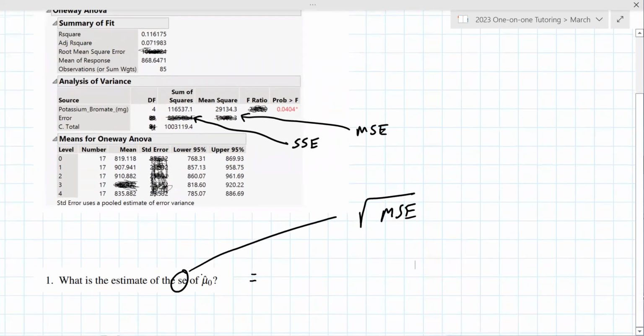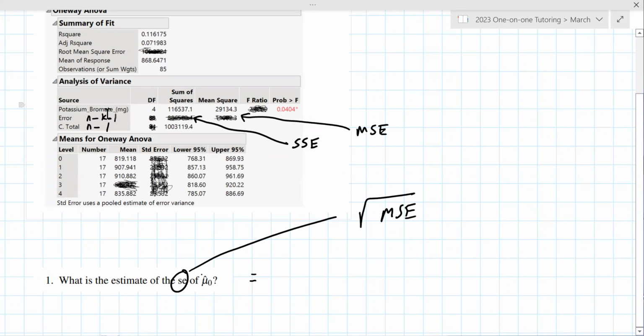So we can find the mean square error here. You take this large number, 1003119.4, and subtract 116,537.1 to get the sum of squares error. You need the degrees of freedom. The total is big N minus 1, and error is N minus K minus 1, I believe. Or is it N minus K?